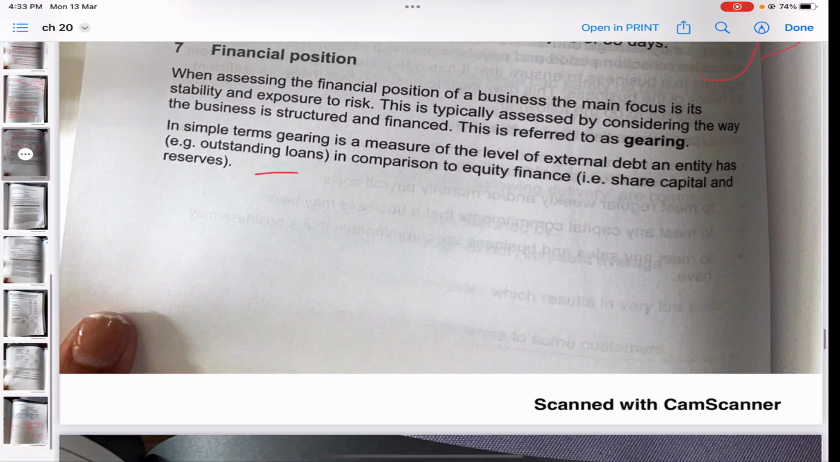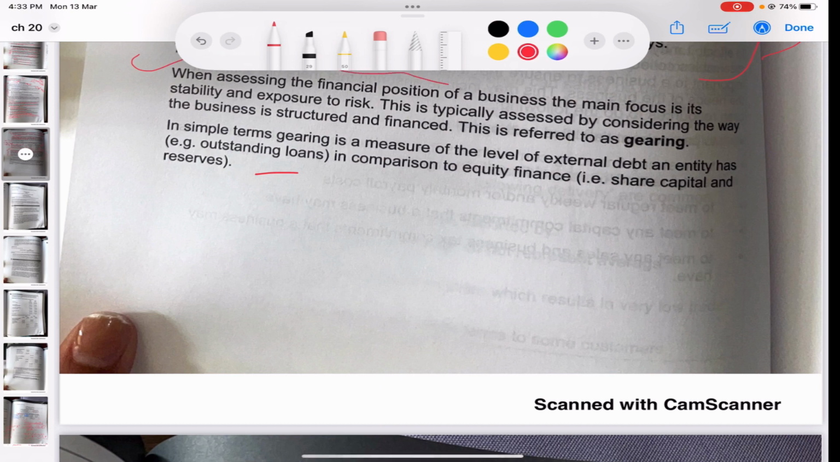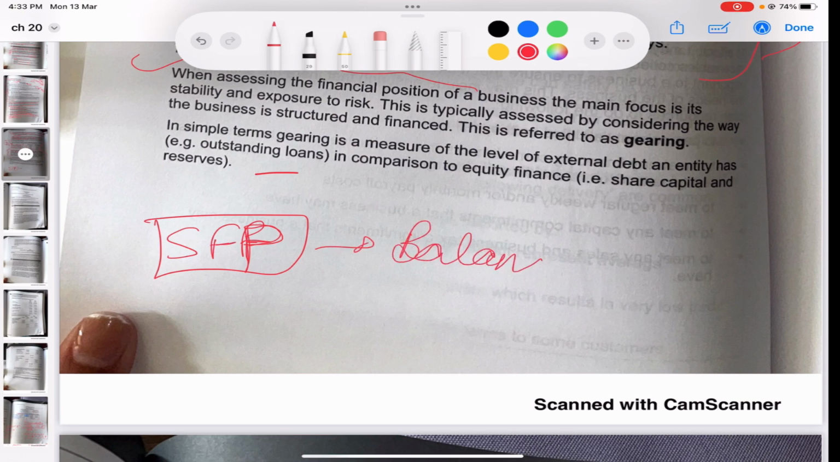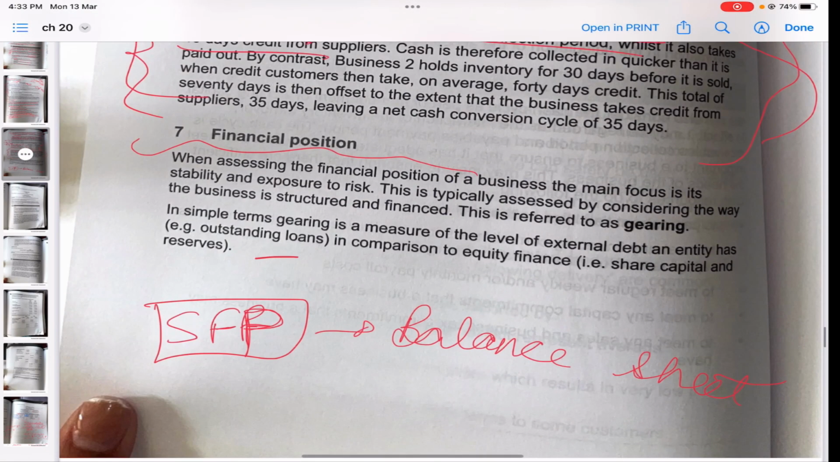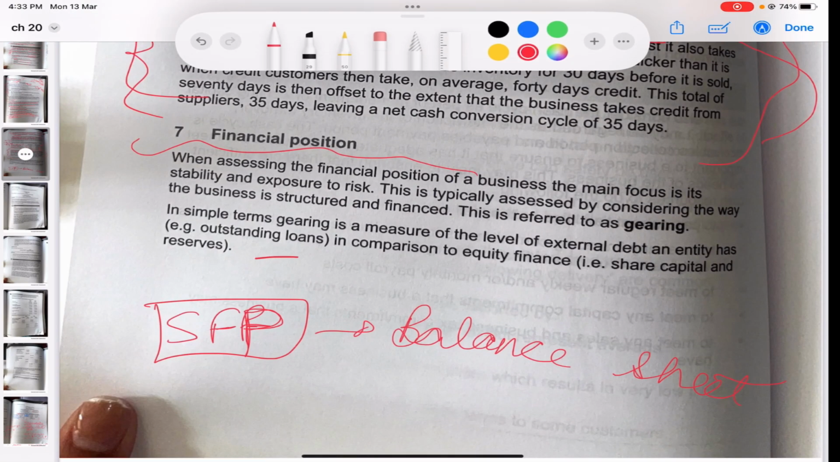Okay, moving on. Now we are left with something which is known as the financial position. So now, before we start with this, what is an SFP? Statement of financial position is a balance sheet. Okay, keep that in your mind. When assessing the financial position of a business, the main focus is its stability, how stable the business is, and its exposure to risk, how much risk is being taken in the business.